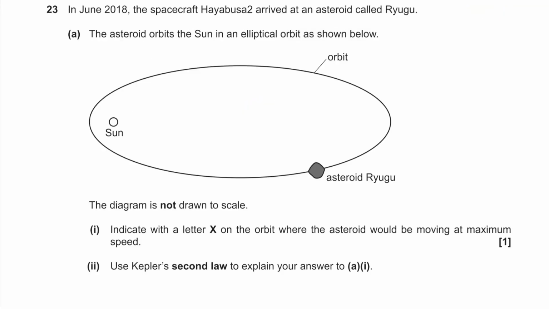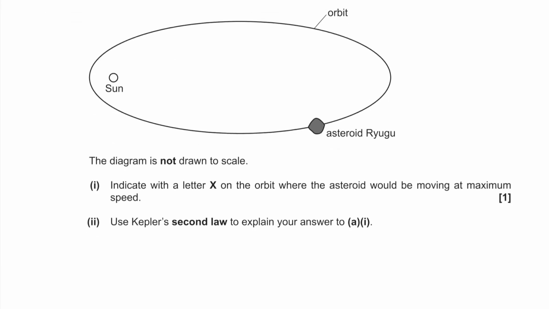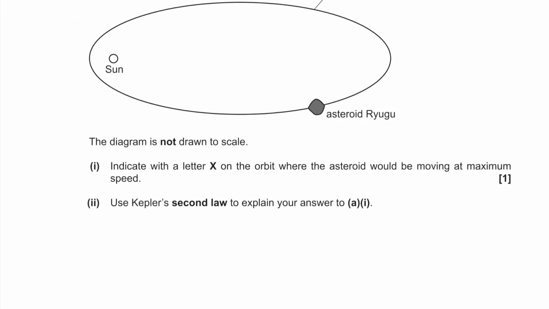On the 23rd, Hayabusa 2, Ryu Hayabusa, arrived at an asteroid called Ryugu. The asteroid orbits the sun in an elliptical orbit. The diagram is not drawn to scale. You don't say. Indicate with a letter X on the orbit where the asteroid would be moving at maximum speed. Of course, it would be when it's closest to the sun. Use Kepler's law to explain your answer.